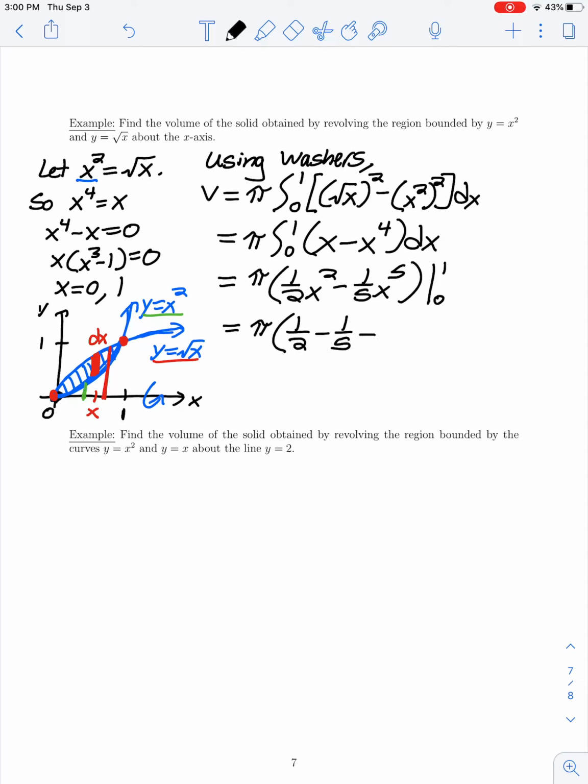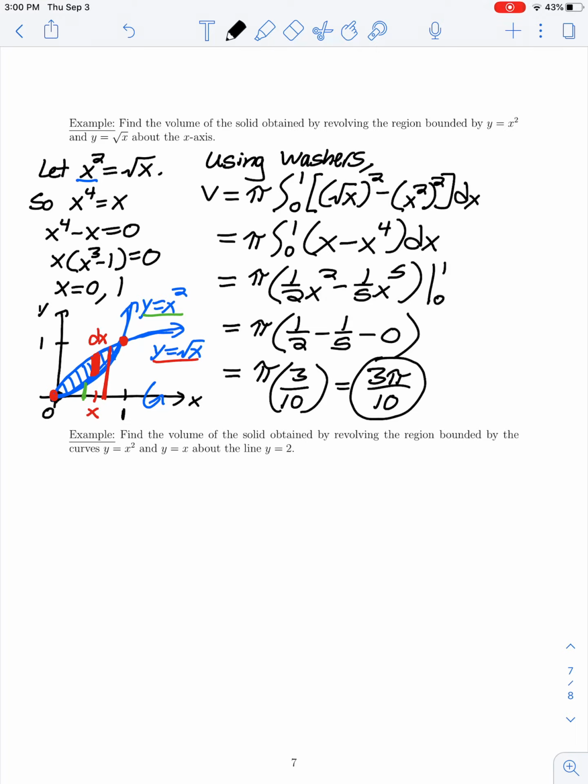So finally, we have pi times 1/2 minus 1/5. Getting a common denominator of 10, that would give us 5 minus 2, or 3/10. So altogether, 3 times pi over 10 cubic units, or units cubed, would be the volume of the solid being described here.